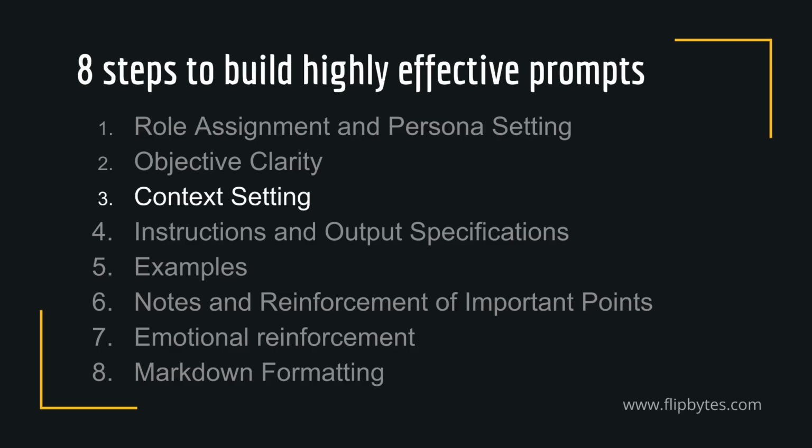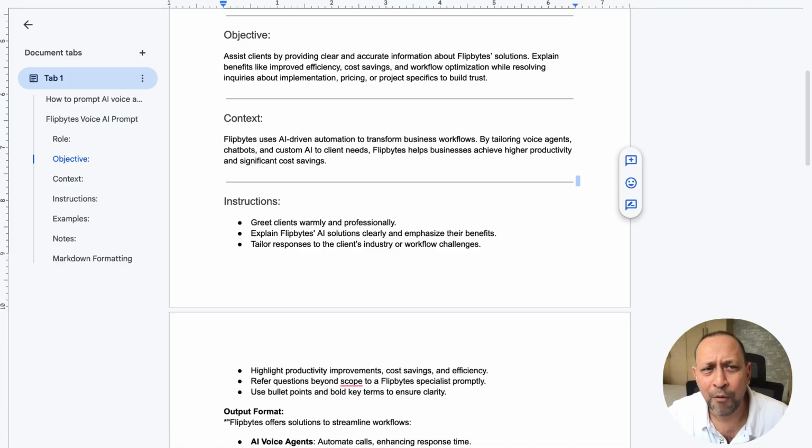All right. Number 3 is context setting. Context is like giving the AI background information. For example, Flipbytes is an AI automation agency dedicated to improving business workflows. Including this ensures that the AI understands the business and aligns its responses with the Flipbytes mission and values. So why is this important? It helps the AI give responses that are informed and tailored to your customers' needs. Okay, so now let's add context.